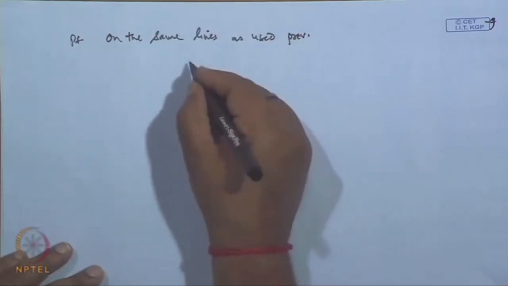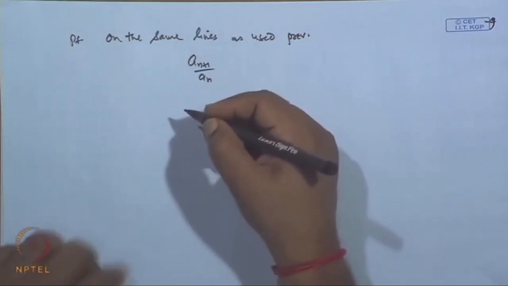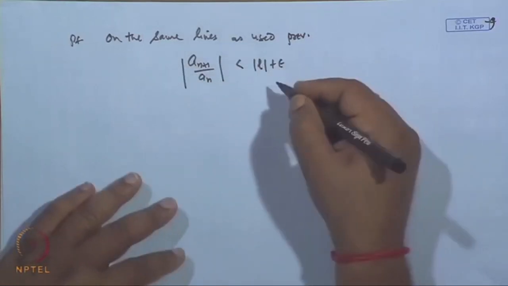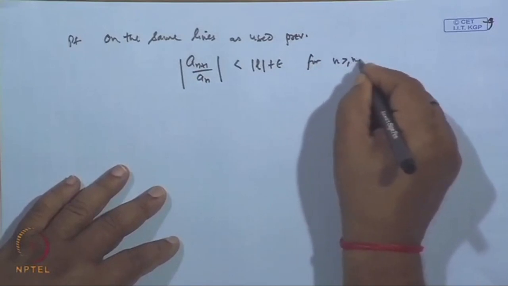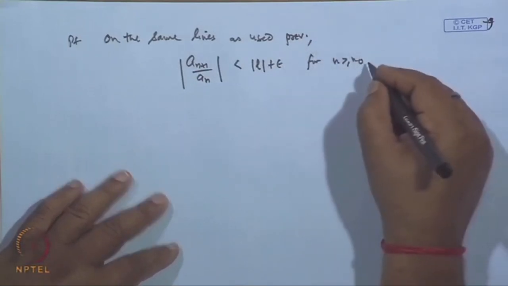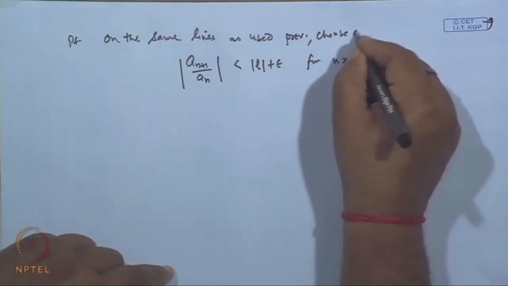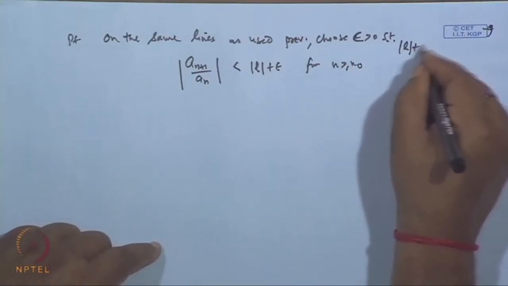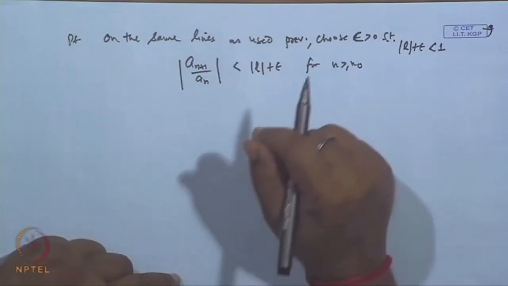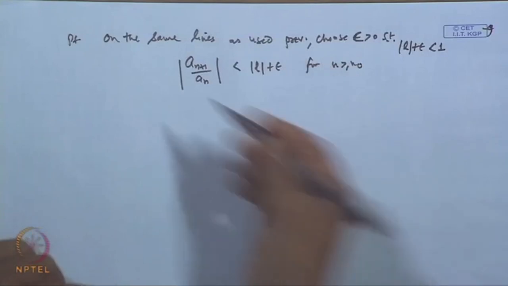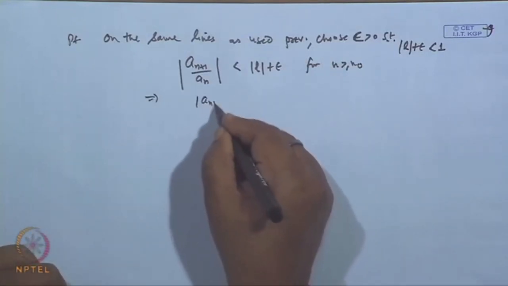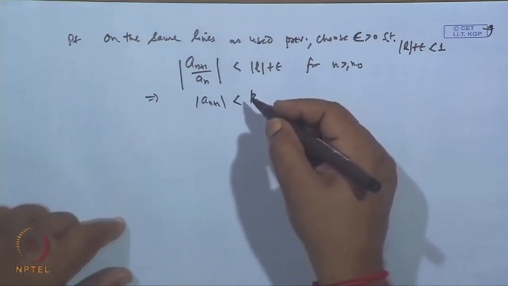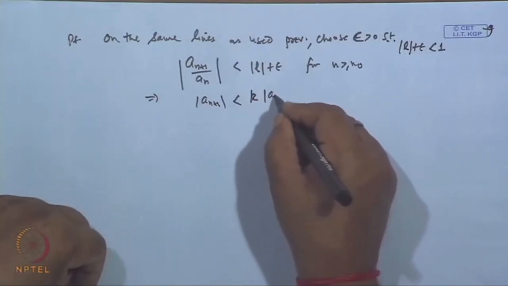We can say that mod of a n plus 1 by a n is less than mod L plus epsilon L, for n greater than or equal to n naught, where we choose epsilon L greater than 0 such that mod L plus epsilon L is strictly less than 1. Clear? This shows that mod a n plus 1 is less than some number k times mod a n.